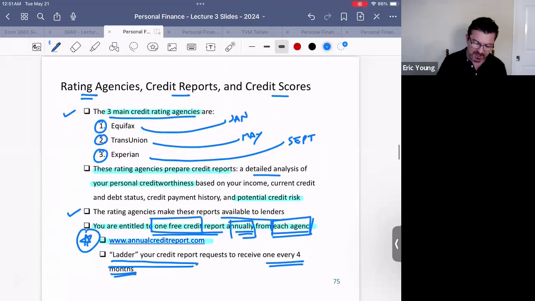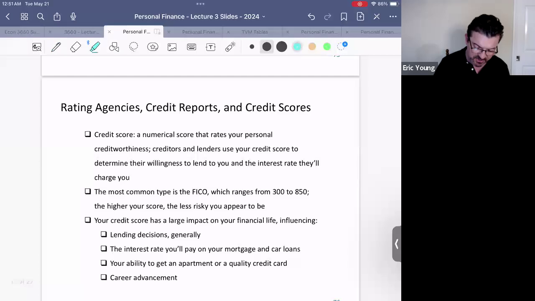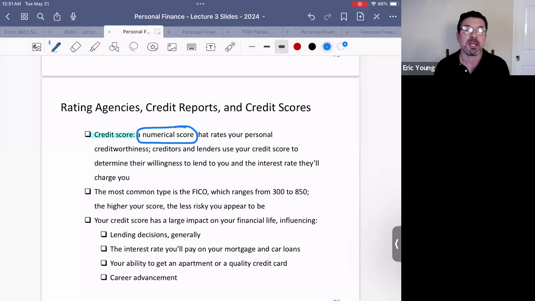Now, we've talked about the agencies and the reports, but what it really comes down to is the credit score. And that's the key. All this data on your personal finances, on your history, on your payment history, on your debt usage, it's all aggregated into a score, into a number. And this number is your credit score. Ultimately, what this credit score does is it's a shorthand to show: are you more or less risky? Are you more or less credit worthy?